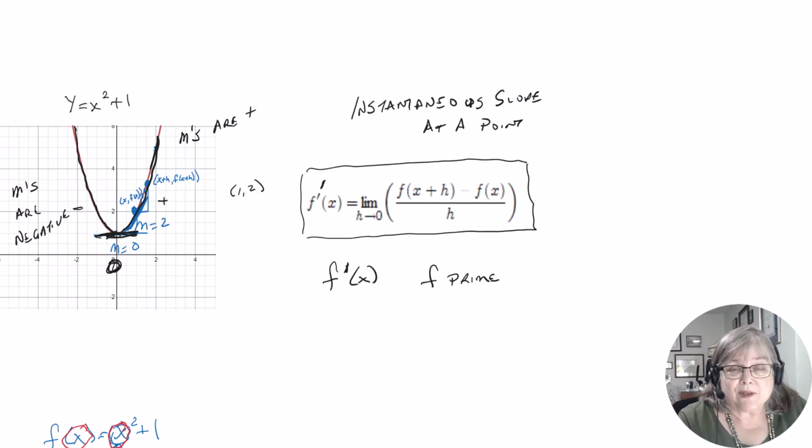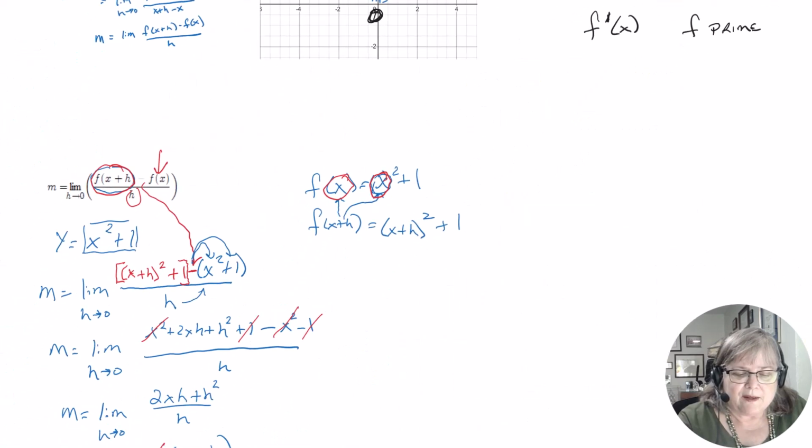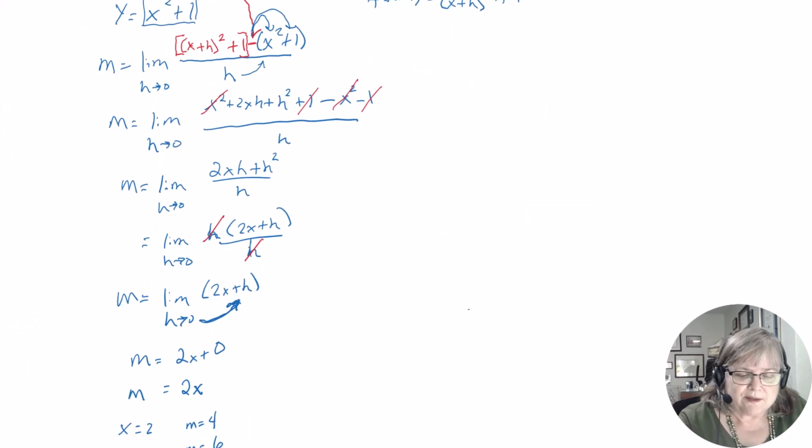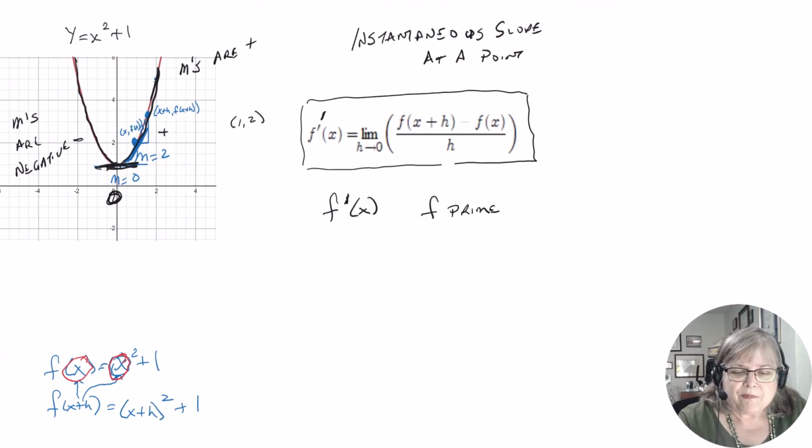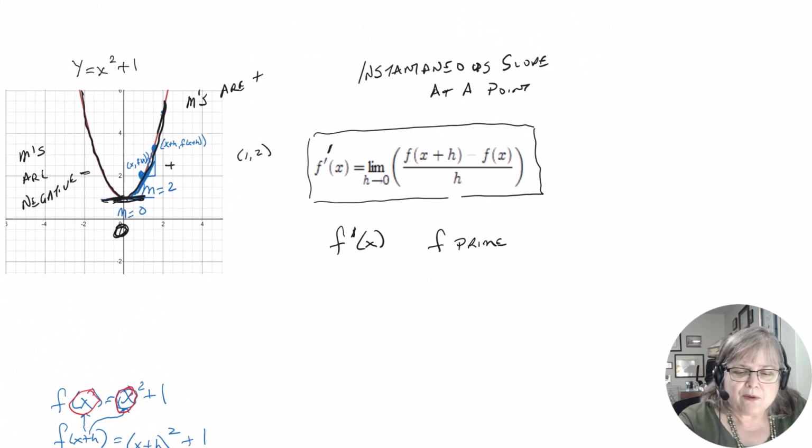If it exists, okay, because sometimes, remember, we couldn't get the h to disappear, so we'd have 0 in the denominator, have all sorts of troubles. So if it exists, this is the derivative of your original function, sometimes referred to as f prime. And again, what it gives you is a lovely formula to calculate the instantaneous slope at any given point. So this is, remember, the instantaneous slope.